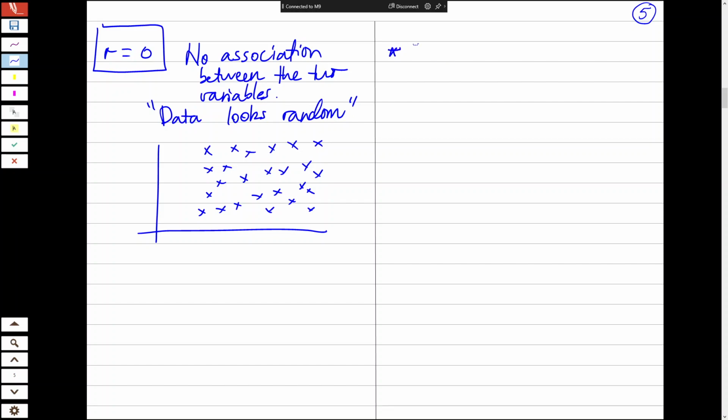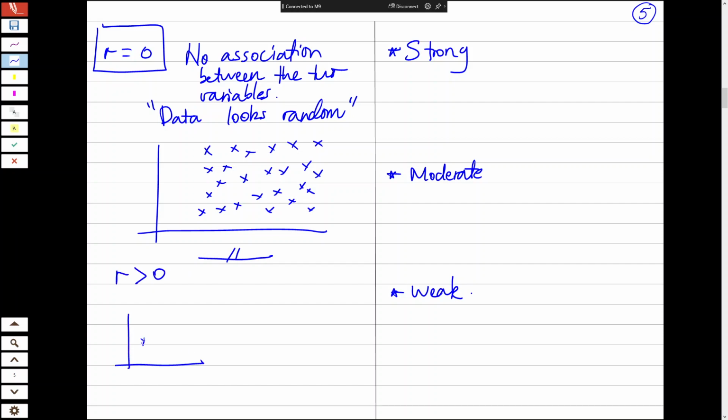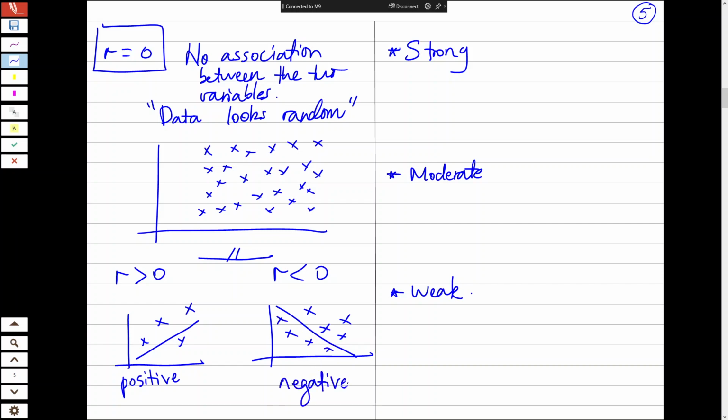Okay, now the moment that you've been waiting for. We're back to these terms now: strong, moderate, and weak. So I need to say one more thing. If R is greater than 0, the association is positive. If R is less than 0, the association is negative. So you need to know that.